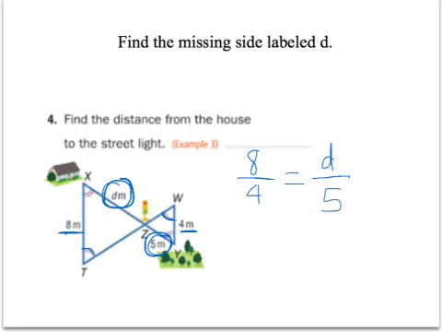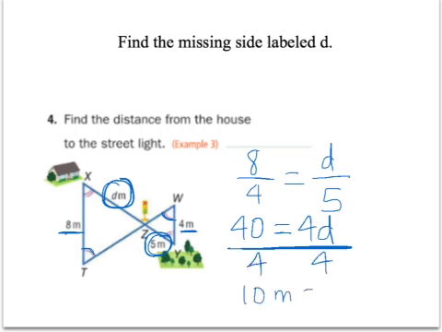So here's our proportion. It's not the only proportion that will work, but it is one that will. If we cross multiply, we get 40 equals 4D. We divide by 4, and we get 10 meters equals D.